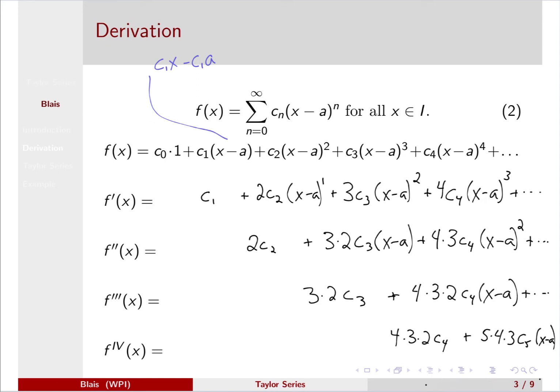So we notice something very convenient here. Because remember, the point of this is to try and solve for the c sub n's. That means we need to solve for c0, c1, c2, c3. We need to find all of them. But we notice something very convenient about each one of these equations. And that is, what happens if we plug in x equals a?